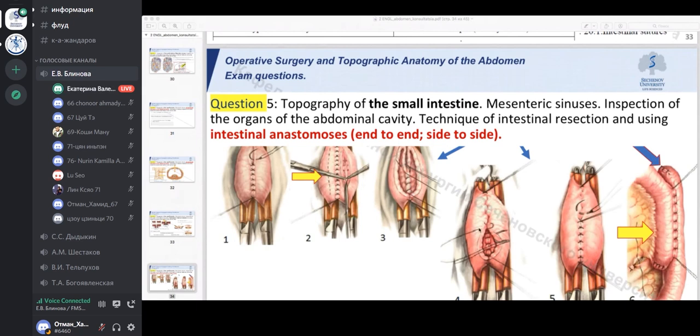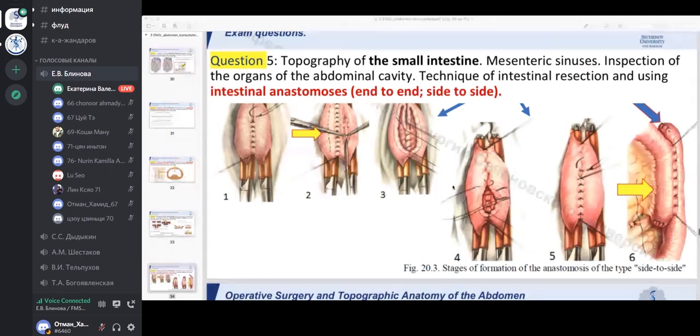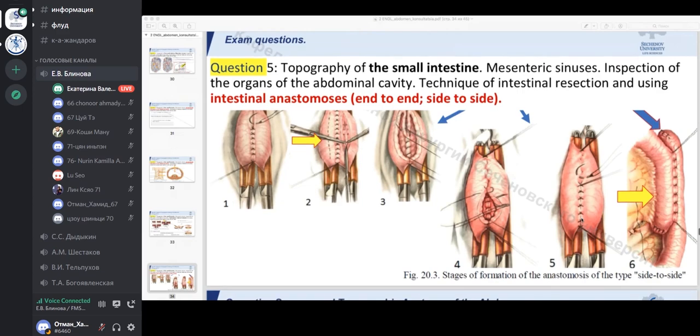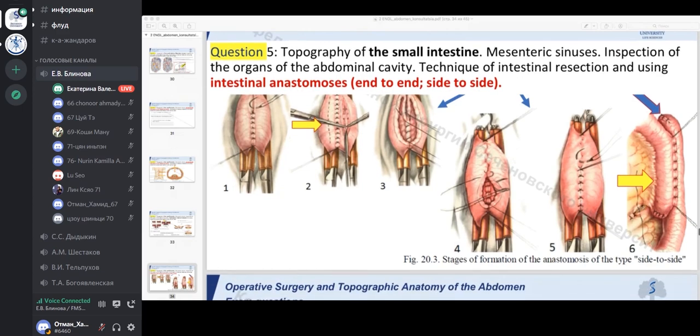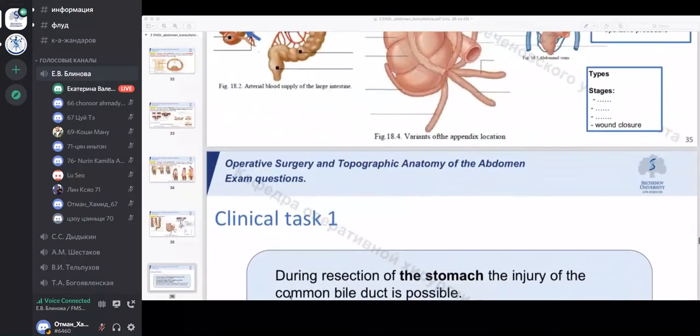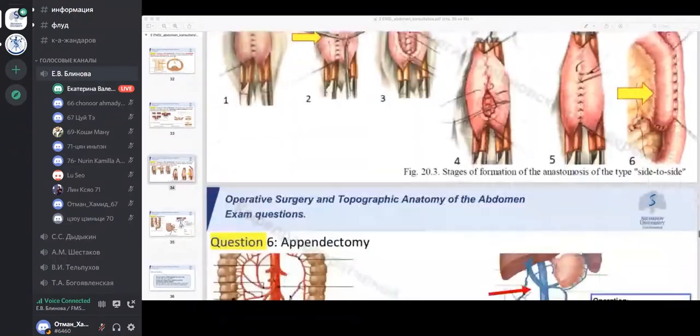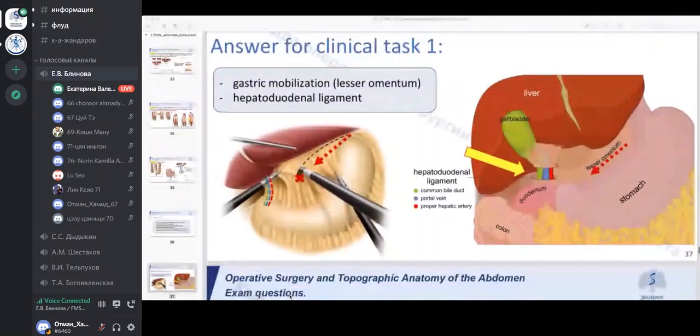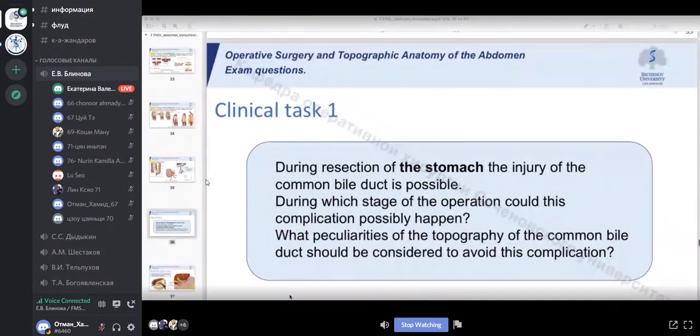After that, you should stitch the anterior labium of the anastomosis. Here, the surgeon used the Schmieden's suture, a penetrating suture, and the second row is a non-penetrating suture, Lambert's suture. Appendectomy. I think you have that clinical.